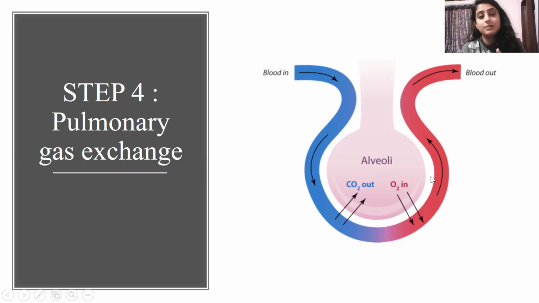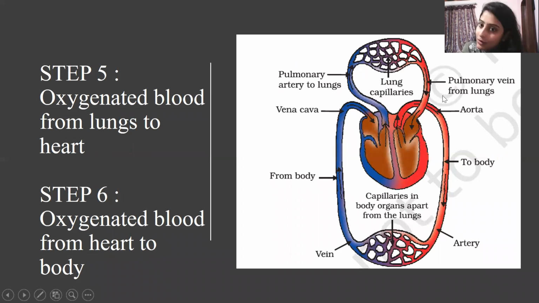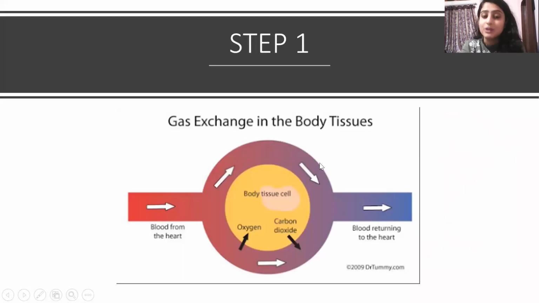Now this oxygenated blood in step 5 will again go back to the left atrium through the pulmonary vein. The left atrium in the relaxed state receives the blood, contracts to give the blood to the left ventricle, and the left ventricle through the aorta in step 6 brings this oxygenated blood from the heart to the body. This brings us back to step 1 again, because the oxygenated blood will go to the tissues once again, give them oxygen, take back the carbon dioxide, and bring this deoxygenated blood back to the heart.